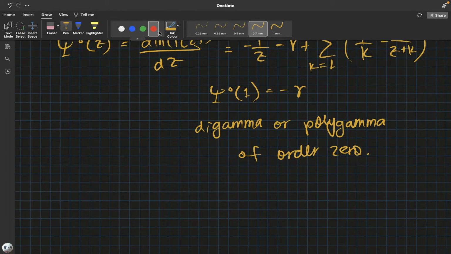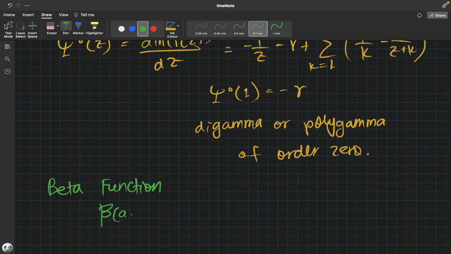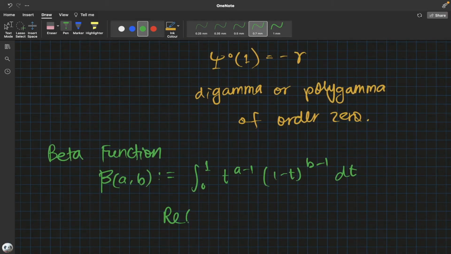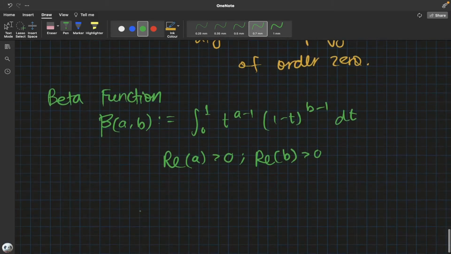Now moving on to another curious function, the beta function. They're all related. This is called Euler's integral of the first kind, which takes two arguments, say a and b. We define this as integral from 0 to 1, t to the a minus 1, 1 minus t to the b minus 1 dt. Region of convergence is when real part of a is greater than 0 and the real part of b is greater than 0.